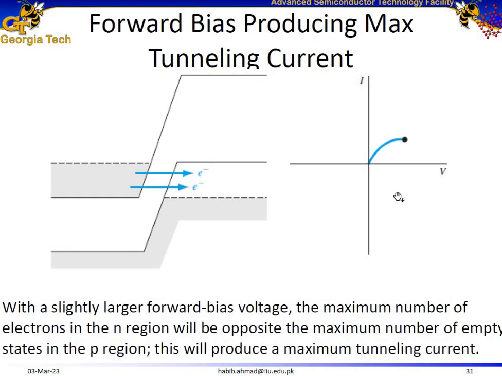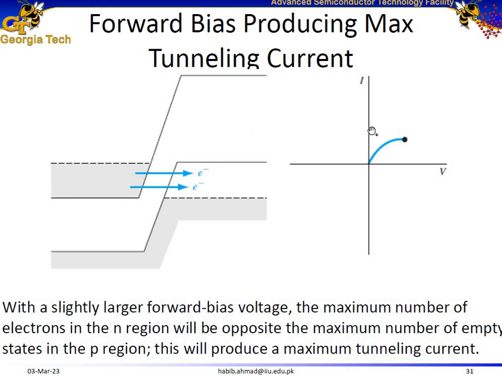Similarly, if you further increase the voltage, the energy levels on the P side would be further brought down, and now you have the Fermi levels aligned with the valence energy level and the conduction energy level for the respective regions. So now you have maximum empty states directly opposite to a sea of electrons on the N side. So the maximum number of carriers would tunnel from the N side through the depletion region to the P side. So the current would be maximum in this scenario.